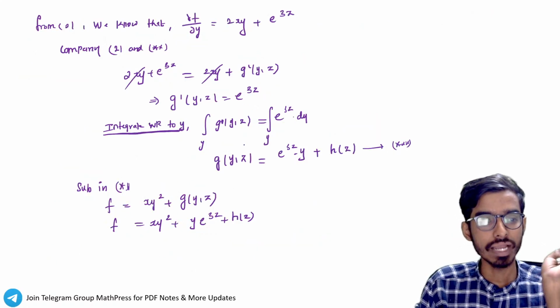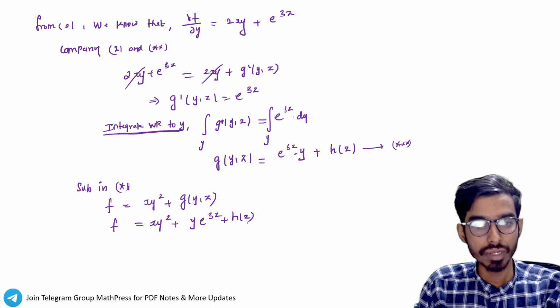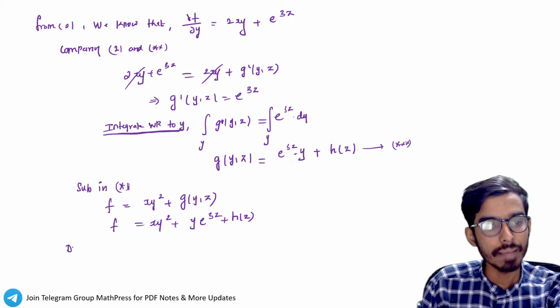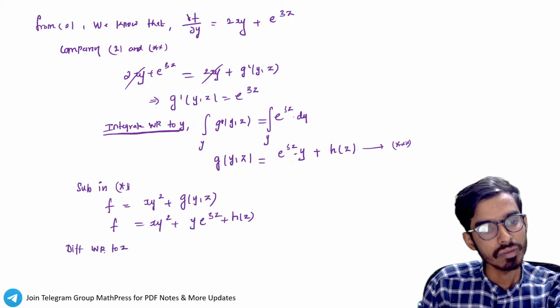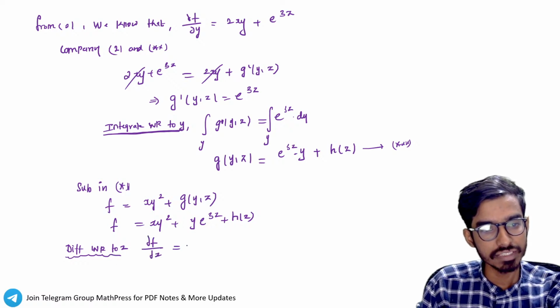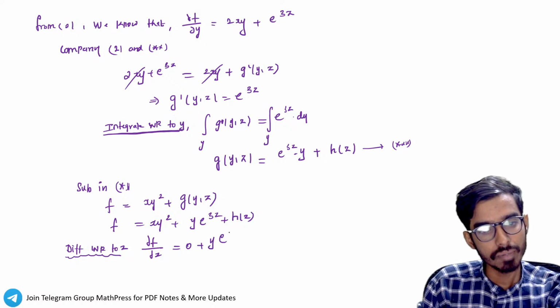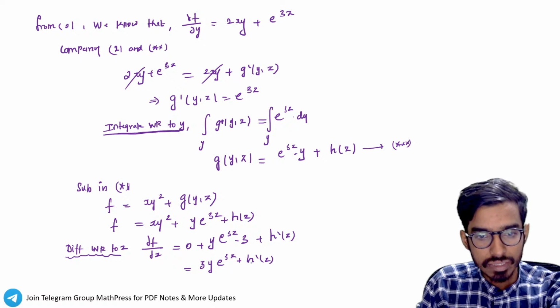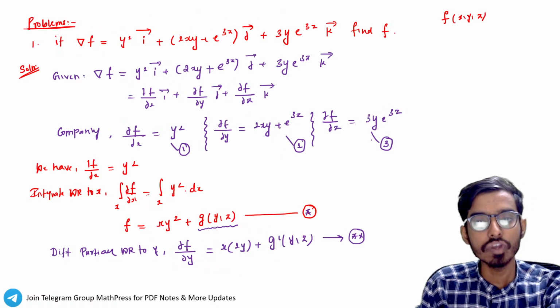Integrate with respect to y, you will have g of y comma z. Now we need to find h of z. To find h of z, I'm going to differentiate with respect to z. So dou f by dou z is equal to: if we differentiate with respect to z, this will be 0, and this will be e power 3z into 3 plus h dash of z. So dou f by dou z is 3y e power 3z plus h dash of z. Now you compare dou f by dou z with the earlier dou f by dou z.